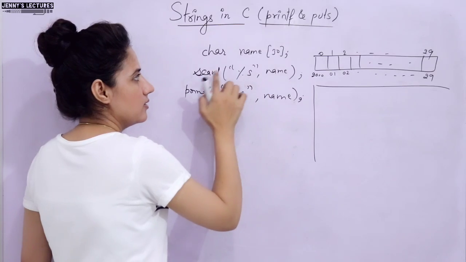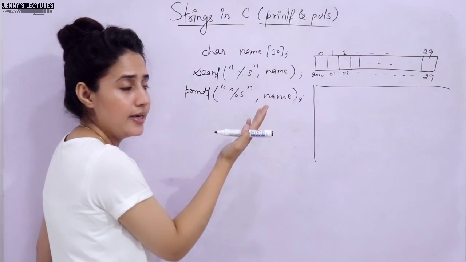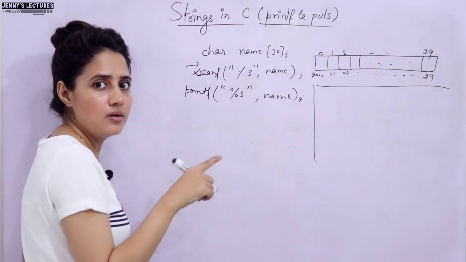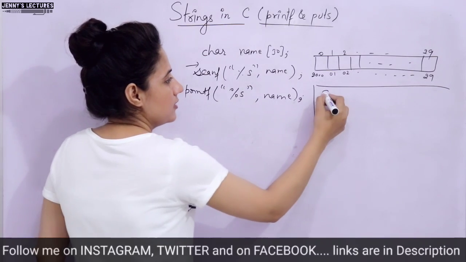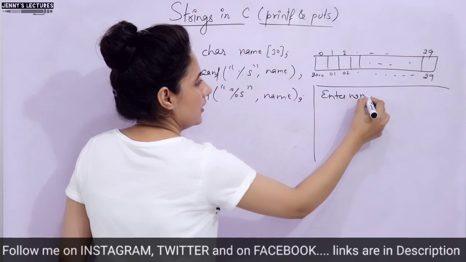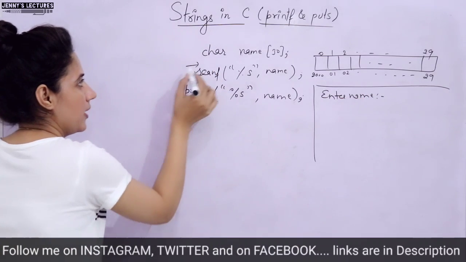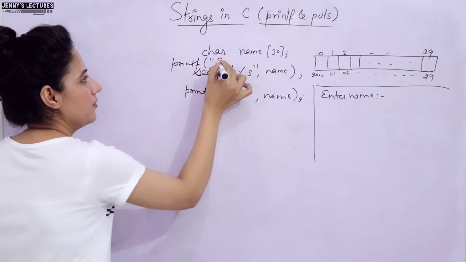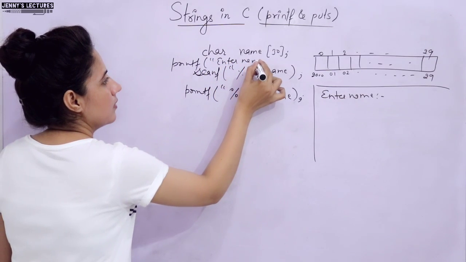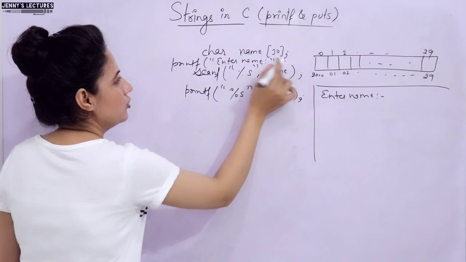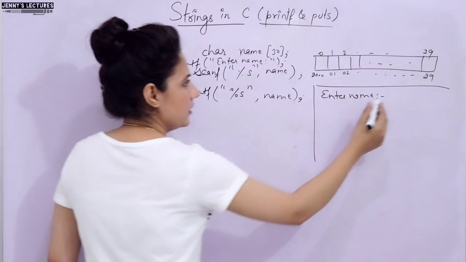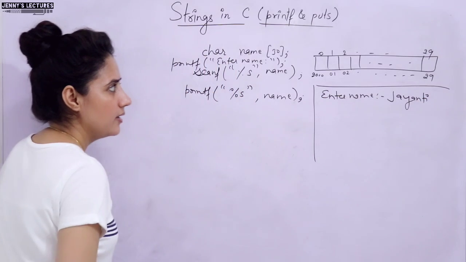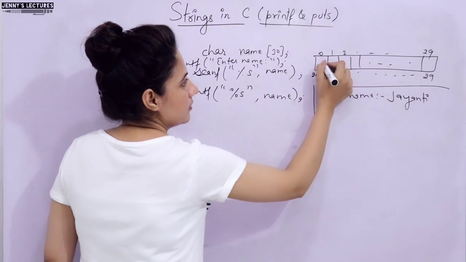And suppose I have entered something like this. When you are going to enter a name, before the scanf you can also write one more printf, enter name. Here I am writing one more line before this scanf, printf enter name. I want this to be printed on the screen first. So I am entering the name Jayanti, so it would be stored here.